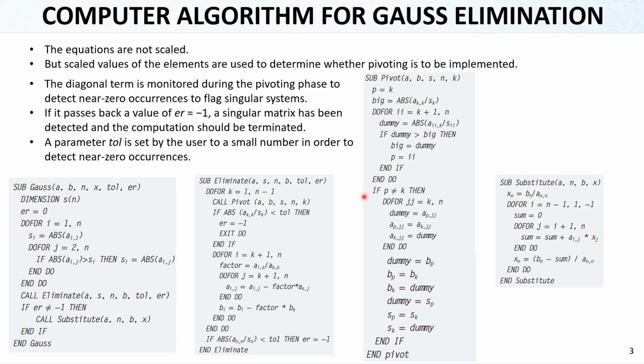So pivoting is here, and the substitution function is the same as in the naive Gauss elimination, as we mentioned previously. So this is the basic idea. You can use these four functions to write your own MATLAB code to get the full Gauss elimination, including pivoting with scaling here. But after pivoting, we will not use scaling. We will use the original coefficients here.